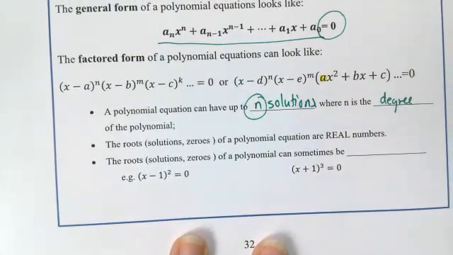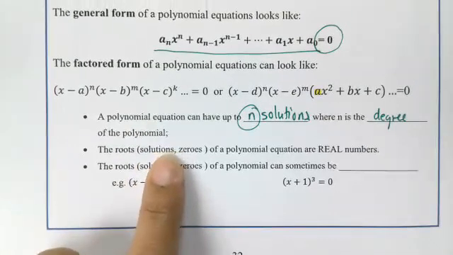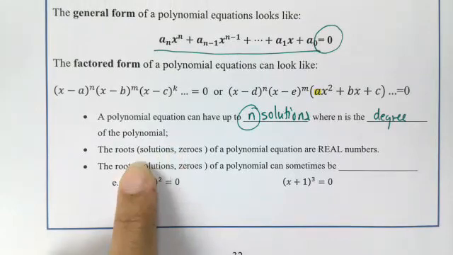So if I have a degree 4 polynomial, I can find up to 4 different solutions. But I can also find 2 of the same kind and 2 different, okay? But up to 4, not exactly 4 all the time. If it's degree 3, I can find up to 3 solutions. That means I can find 1, 2, 3, maybe even none, but I cannot find 4 for a degree 3 polynomial, okay? The roots, and in the brackets, there are other names for the same thing.